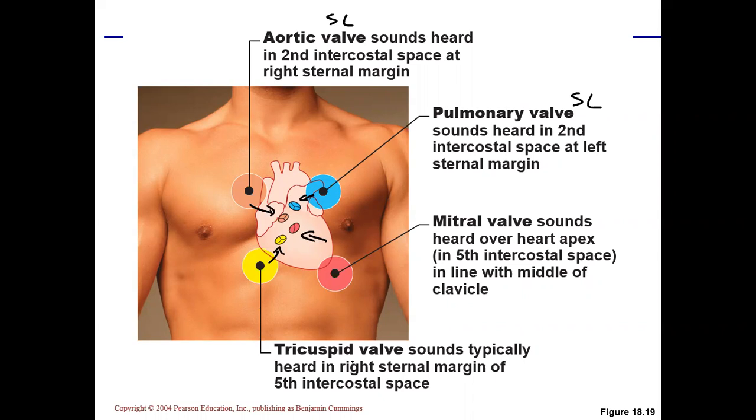The mitral valve and tricuspid valve are the AV valves. So you have to go a little bit lower, to the fifth intercostal space. Again, you just listen to it, and hopefully you don't hear any hissing sound or background noises. You could just hear the lub dub sound.